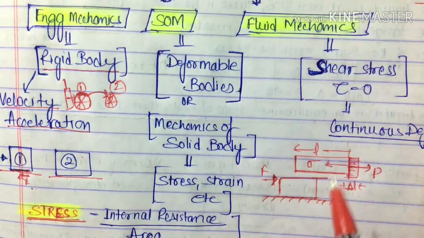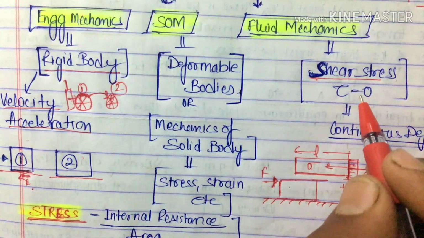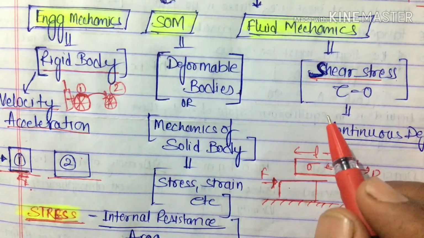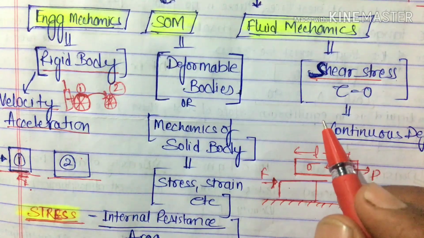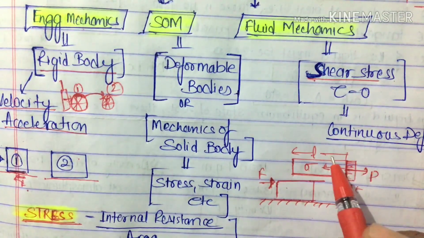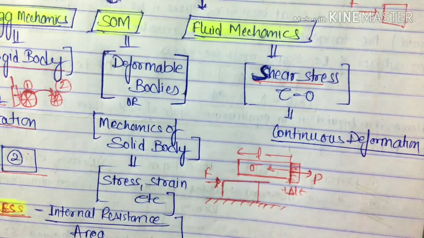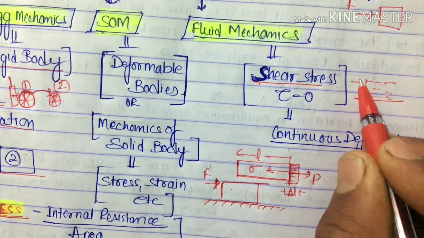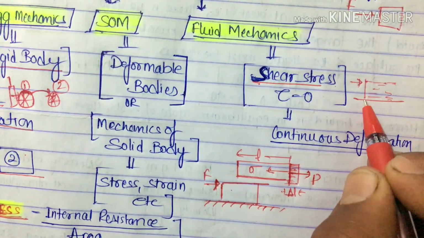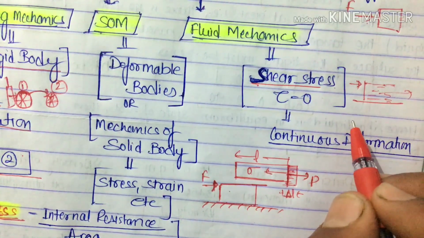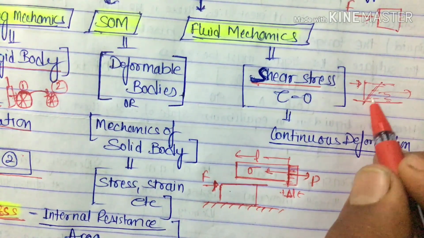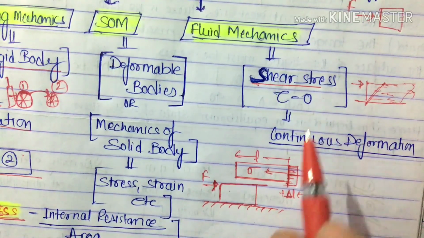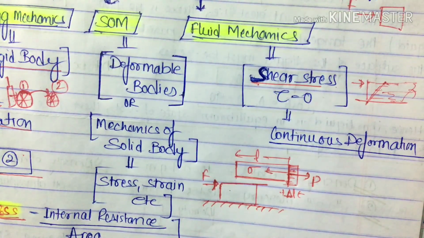Now the third one is fluid mechanics. In fluid mechanics, even a small force cannot be resisted by the fluid, so the shear stress is 0, or we can say that there is continuous deformation. Continuous deformation means, suppose there is a fluid, and if you apply an infinitely small force from this side, this fluid starts to flow. It won't be able to resist. We will be discussing fluid mechanics separately. So this is a brief introduction about mechanics and where strength of material comes from.